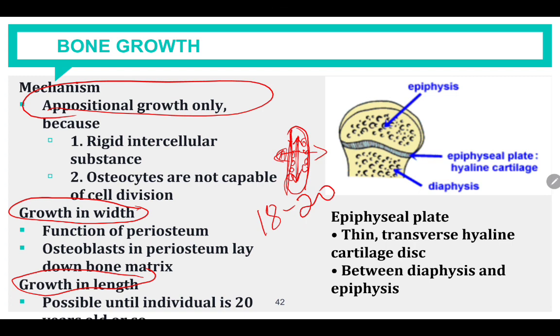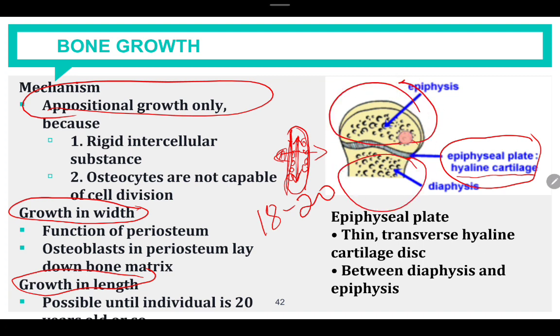We also have yung epiphyseal plate, di ba? Epiphyseal plate which is a hyaline cartilage but without the perichondrium. Okay? Wala siyang perichondrium guys. Okay? Epiphyseal plate are thin transverse hyaline cartilage discs. They are found between the diaphysis and epiphysis. So this is the epiphysis, this is the diaphysis. So in between is your epiphyseal plate. Okay? So I hope naintindihan niyo, no?